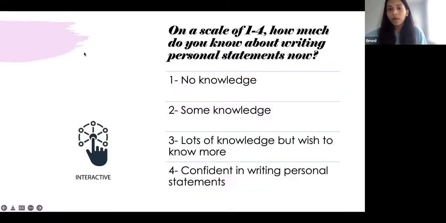So finally, on a scale of 1 to 4 now, it's the same question as I asked in the beginning. How much do you know about writing personal statements now after I've given the talk? If everyone could just type in the chat for me. Okay, perfect. So most people are saying 3s. We have one person saying 4, which is great.